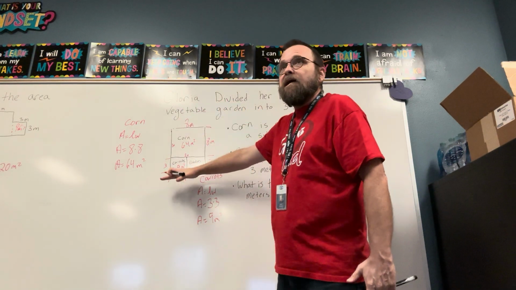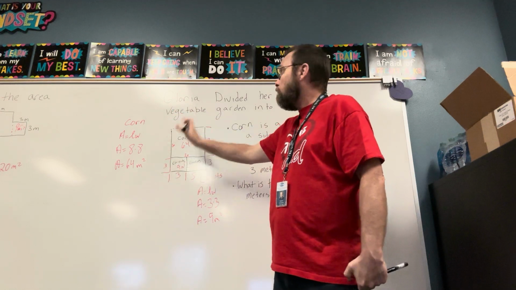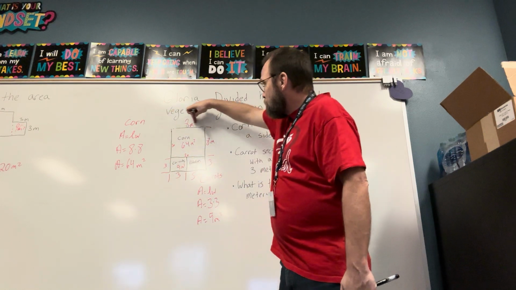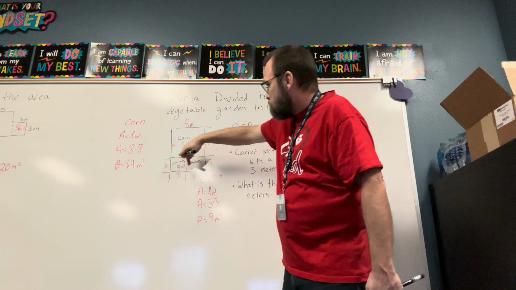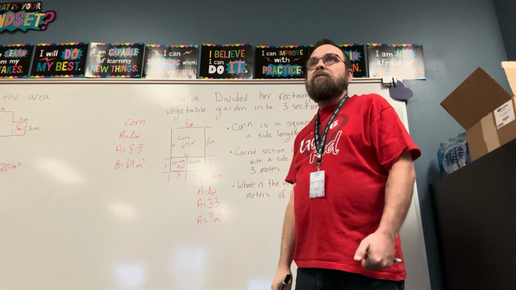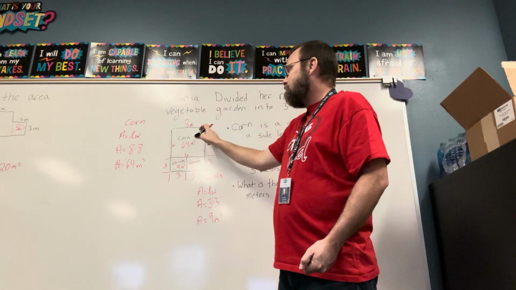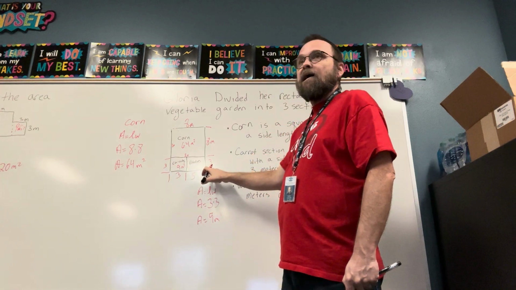These opposite sides are equal because it's a rectangle, they said. This whole side has to have the same measurement as this whole side. Since I know this whole side adds up to 8, this whole side has to add up to 8.